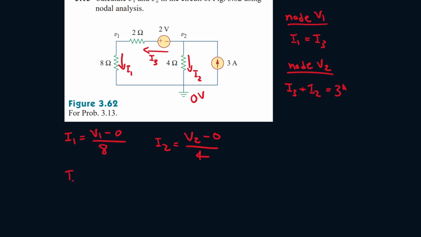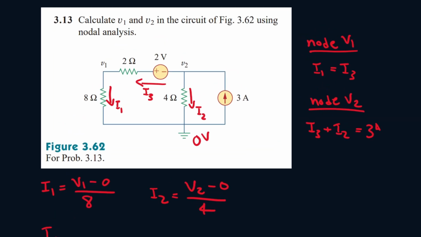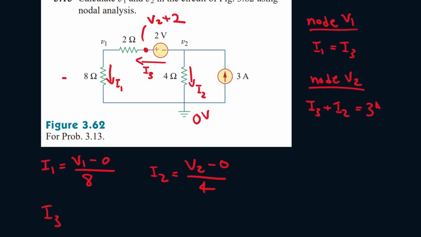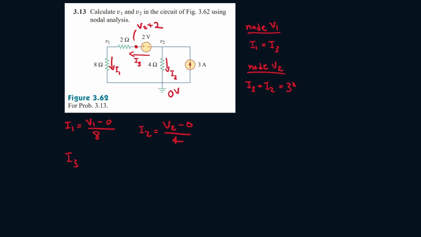Now I3 is a tricky part because there's this voltage source that's in the way. So what we're going to do is try and find the voltage at this point. Since the current is leaving from the positive terminal, the voltage at this point is going to increase by 2 volts from where it originally was. So at this point, it'll be V2 plus 2. And then it continues going. So V2 minus V1, which is a low potential, all over the resistor. So this will be equal to V2 plus 2 minus V1 all over 2.